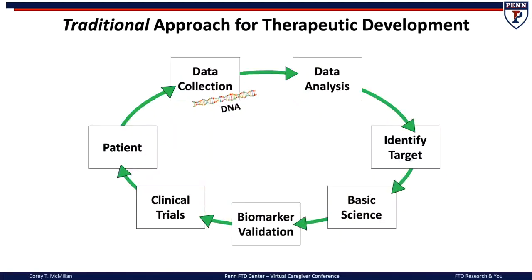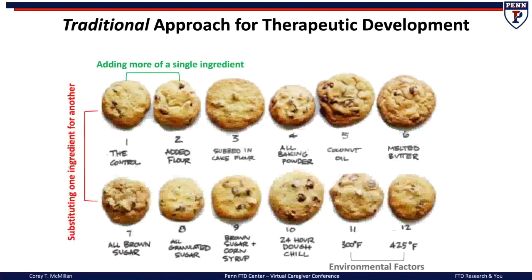So a typical example is that we can identify through DNA data collection a genetic target. So why are we interested in genetics? From this example, you can see lots of different cookies. And these cookies all vary slightly in their texture and the way that they look. And we can see, for example, that by adding a single ingredient, we can change the shape of a cookie. Or by substituting one ingredient for another, we can change the shape of the cookie. And then also by baking the cookies at different temperatures, we also get different shaped cookies.